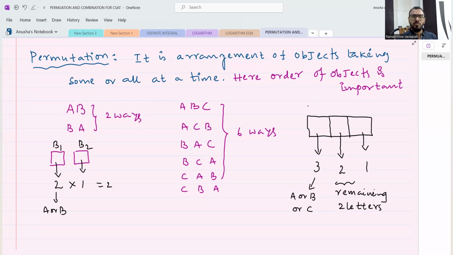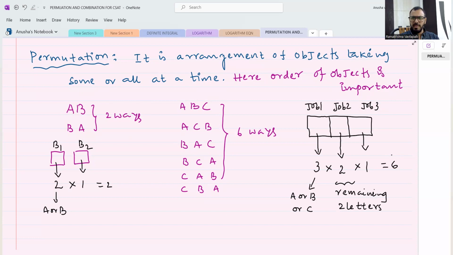So this is job one, performed in three ways. And then job two, performed in two ways. And then job three, performed in one way. So this is totally 3 into 2 into 1 equal to 6 ways. Now, permutation is over.